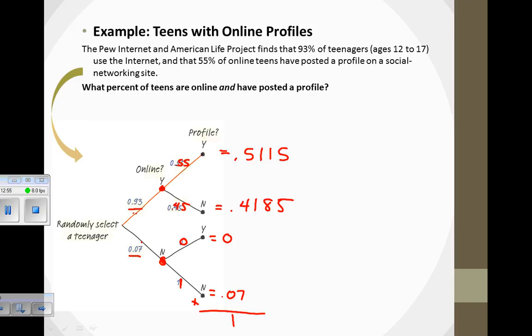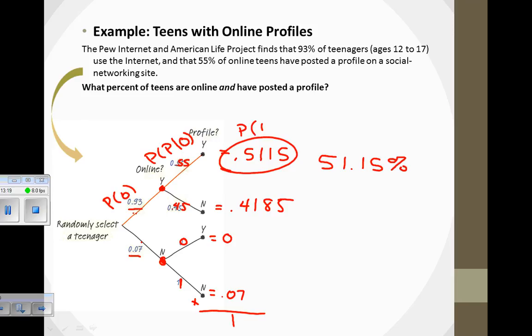So what percent of teens are online and have posted a profile? That'd be this right here, which was 51.15%. So this again is the probability of being online. This is the probability of posting a profile given that you're online, and this is the probability of posting a profile and being online.